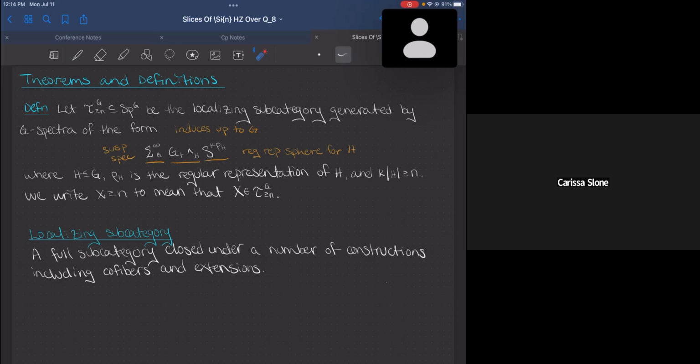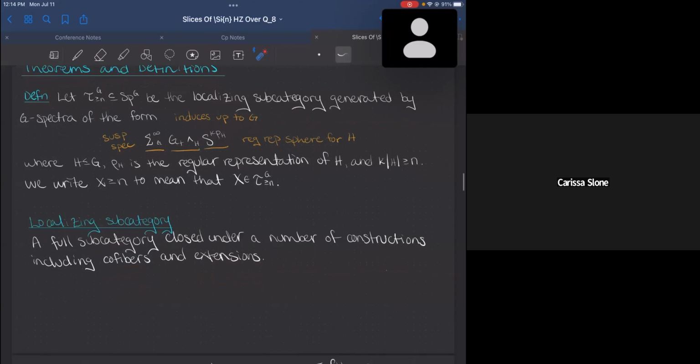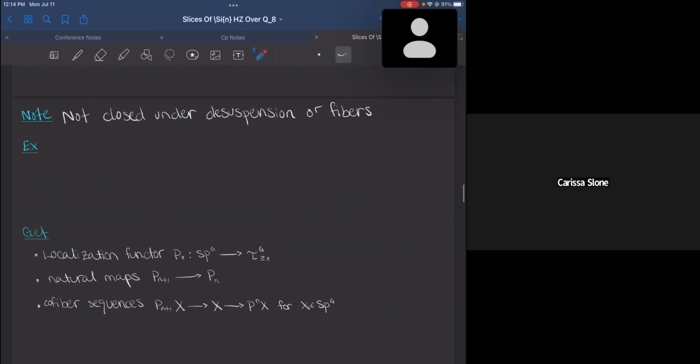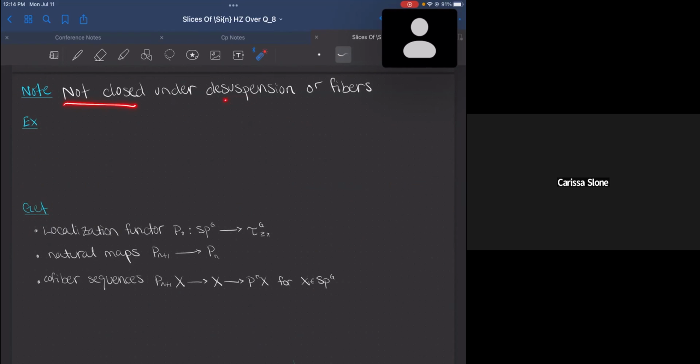Now, what is a localizing subcategory? It's a full subcategory closed under a number of constructions, including cofibers and extensions. It's important to note that it is not closed under desuspension or fibers. So for example, tau at least 0 is the category of connective spectra, which is not closed under desuspension or fibers.